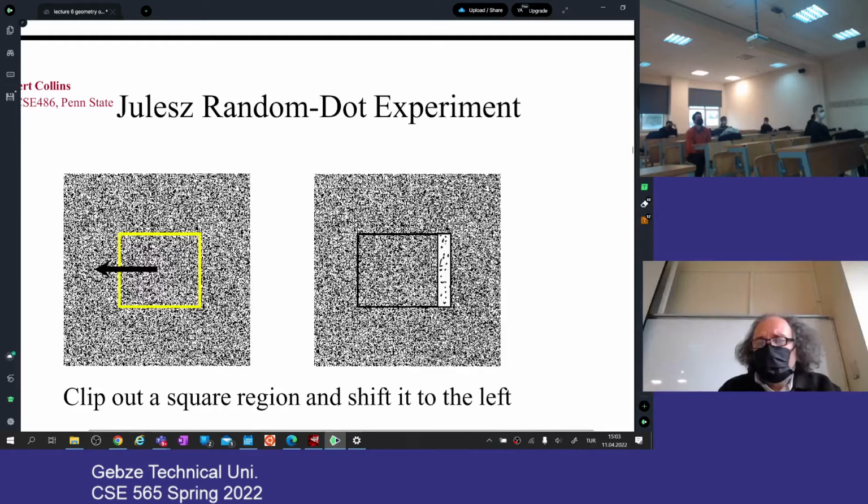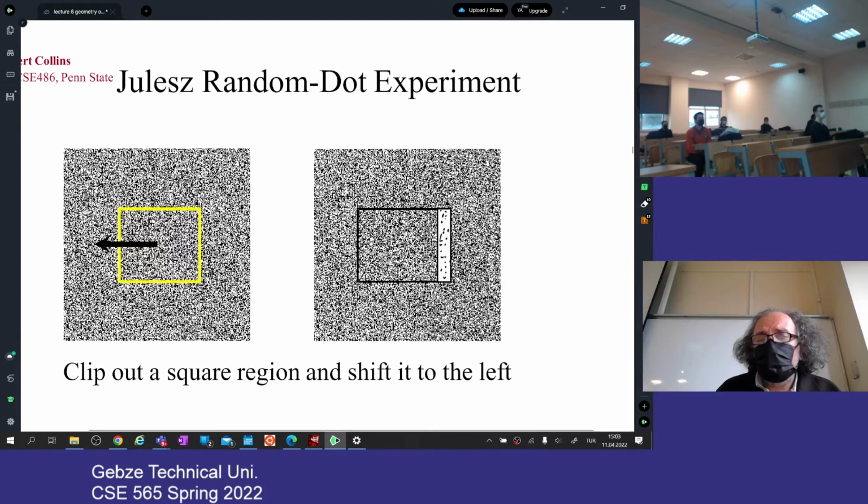In effect, I created a fake disparity between this part and the original image. In the original image, these parts did not change. In my new image, these parts did not change. Only the center part changed. So I created two images. One is the original, the other one is the center part shifted to the left.